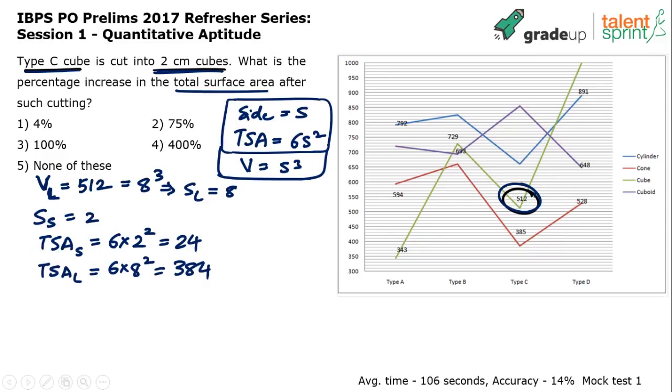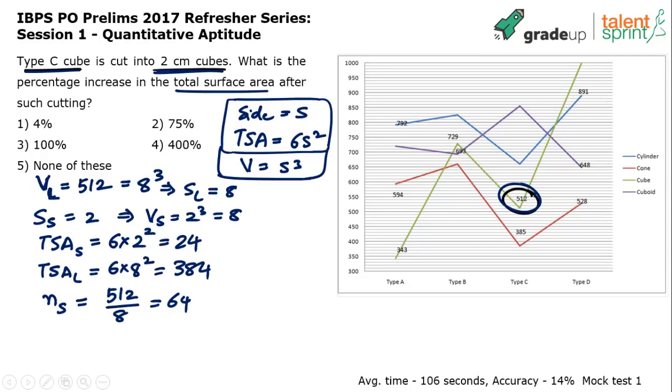See, there are multiple smaller cubes. From one large cube, you'll get multiple small cubes. So for each cube, the total surface is 24. But how many such cubes will be there? What will be the number of smaller cubes? 512 is the volume of the larger cube. What will be the volume of the smaller cube? Volume of the smaller cube is going to be 2 cube, right? Side into side into side, which is 8. 512 by 8 comes out to be 64. Which means we are going to get 64 cubes of side 2 centimeter by cutting a larger cube of side 8 centimeter.